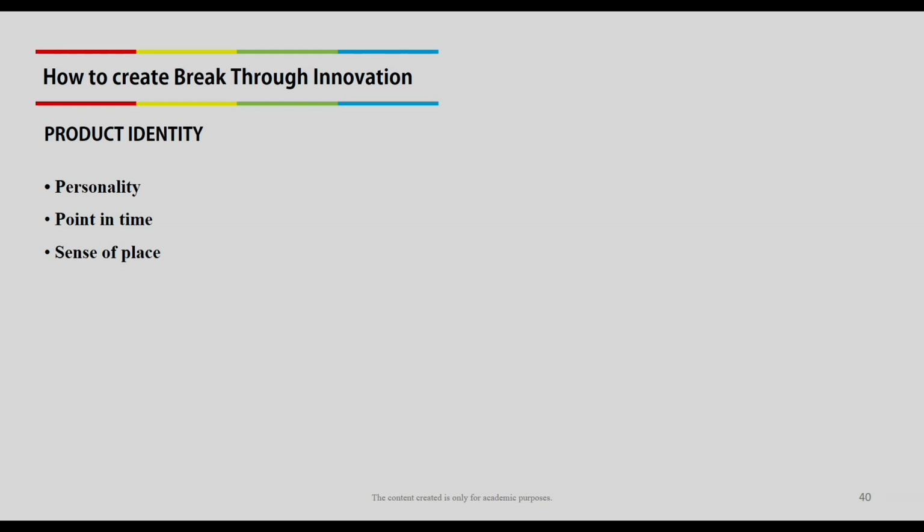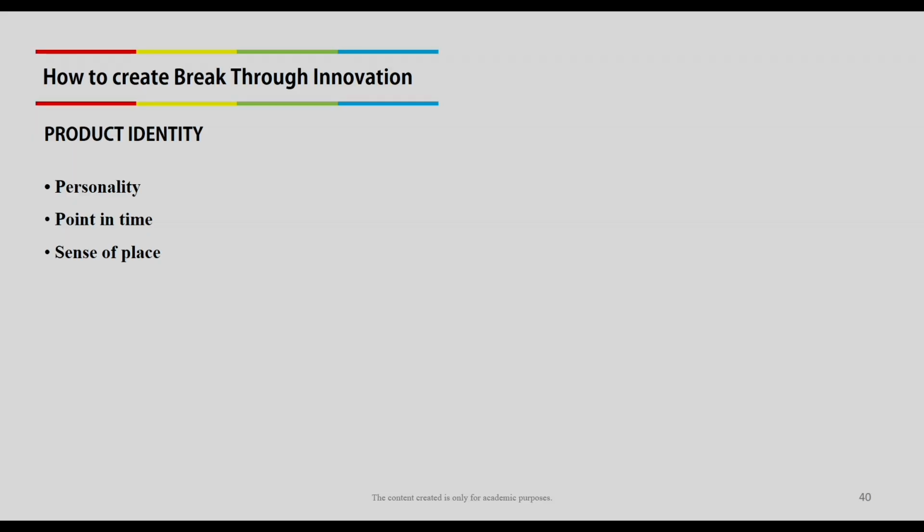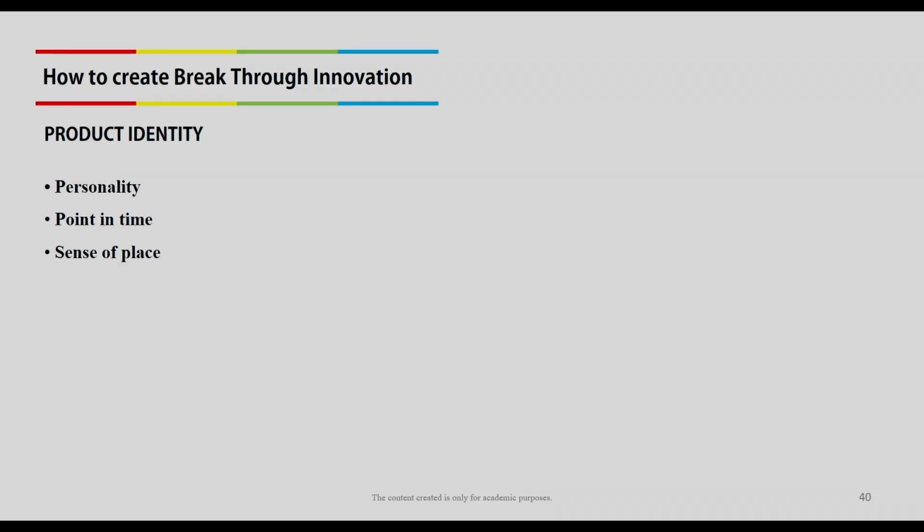The next value is product identity. Product identity has three attributes: personality, point in time, and sense of place. In personality, two things have to be considered. First, the ability of the product to fit in yet differentiate itself from its direct competition.